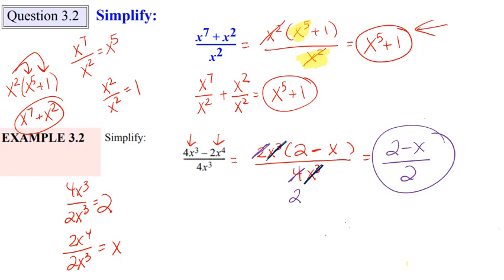Again, do not, I'm going to highlight, don't reduce this 2 with this 2. You're not allowed to. Again, the reason, this 2 is a monomial. This 2 is part of a binomial up on top, so you're not allowed to reduce those.